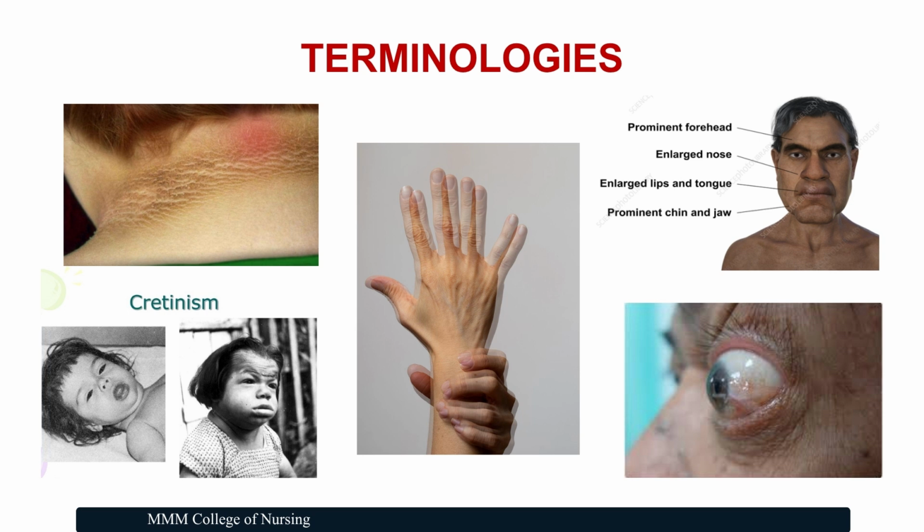Then next one is cretinism. Cretinism is when a baby is born with absent or severely underfunctioning thyroid. The brain and body do not develop properly. This is why we screen every newborn for thyroid function.